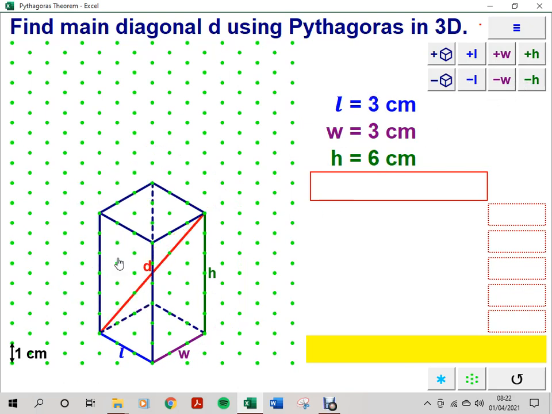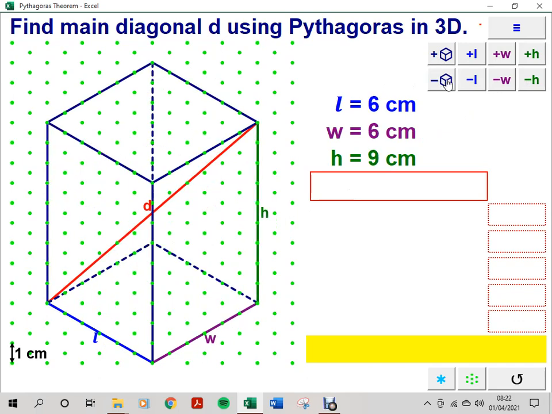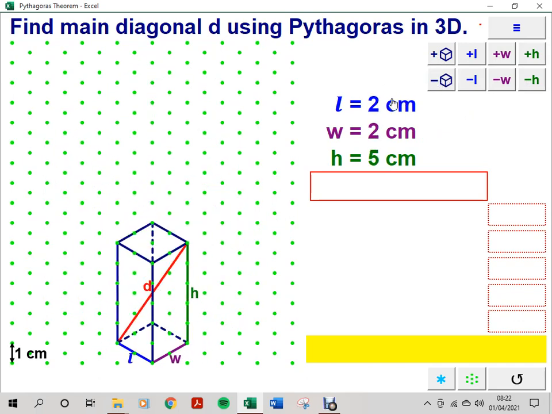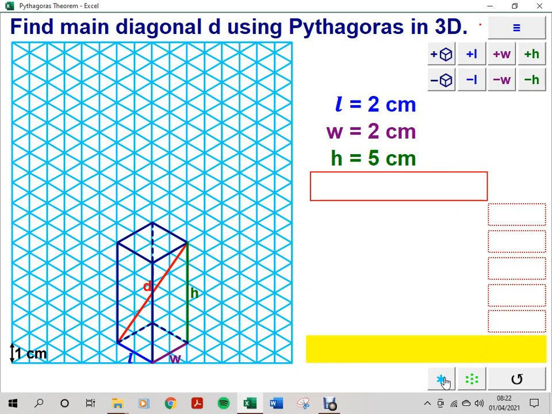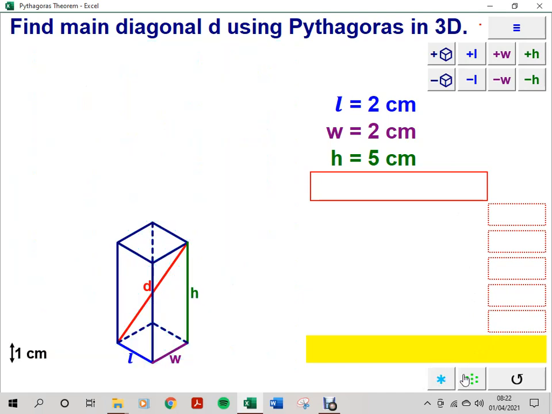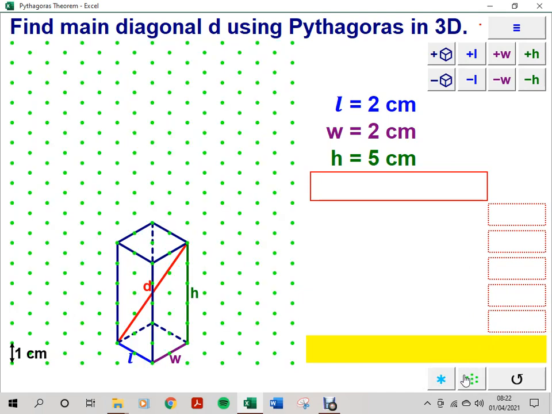All three dimensions can be changed simultaneously or hidden if I wish. The background replicates isometric dotty paper. This can be presented as isometric grid lines or a plain background, but I prefer dotty paper.